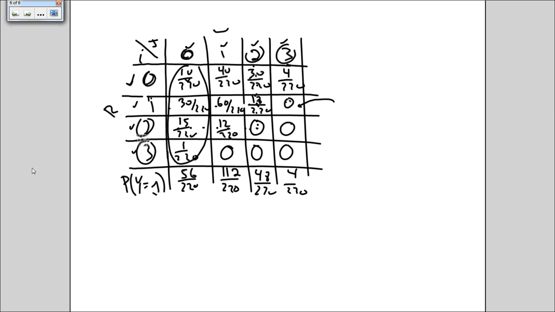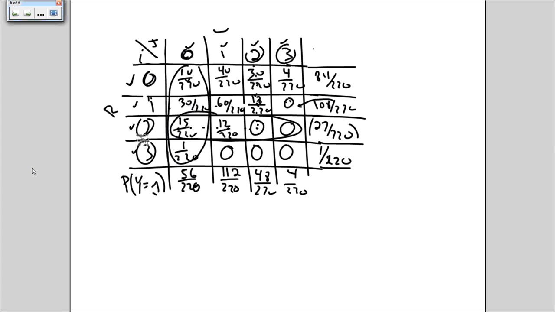Now I'm going to add up the rows. The first row adds up to 84 over 220. The next one, 108 over 220. The next one looks like 27 over 220, and the last one is 1 over 220. I just added up all these numbers, and I got 27 over 220. And the heading is the probability that x takes on the value i.